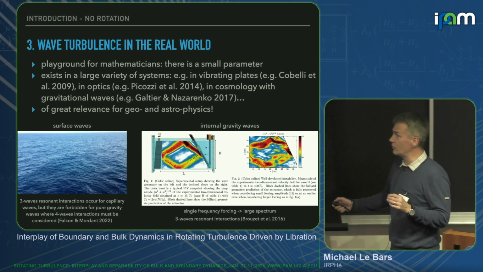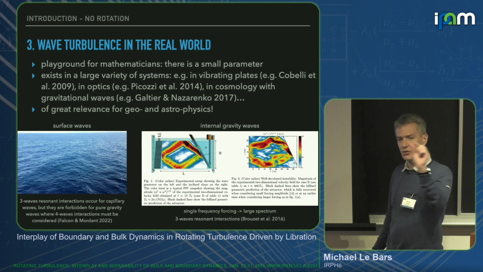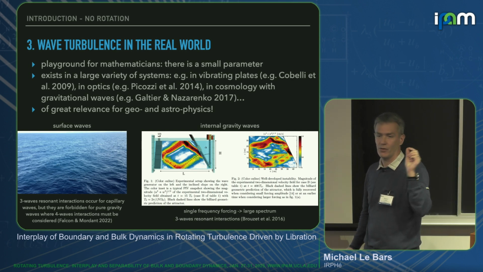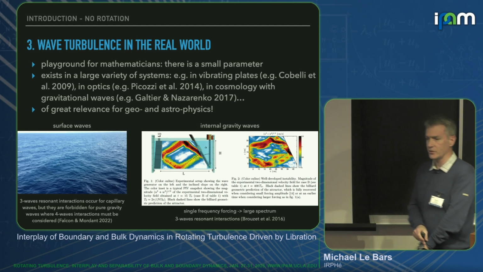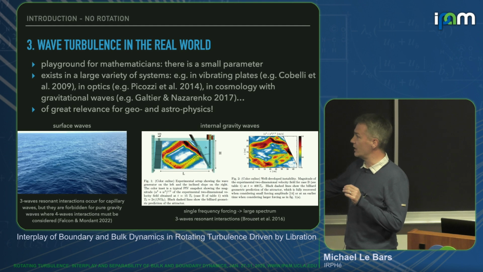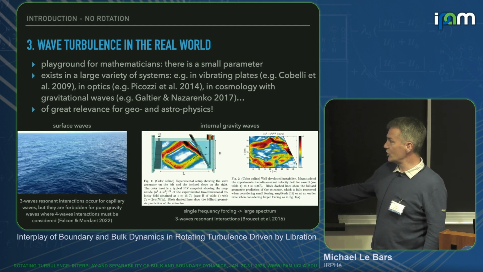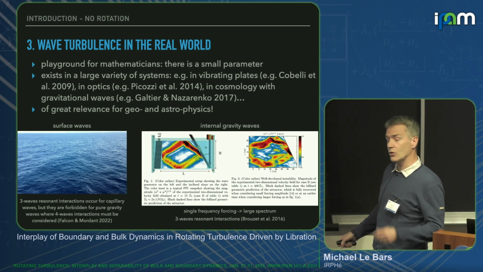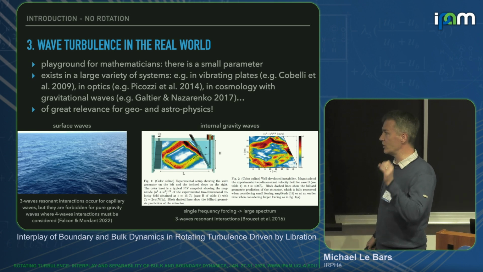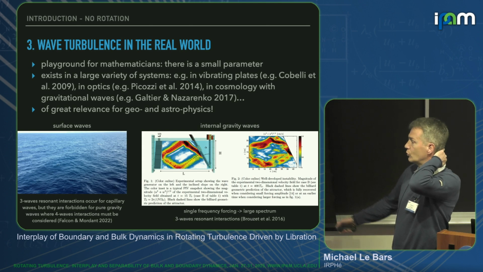And so it's first a very nice playground for mathematicians because you have a small parameter now. The nonlinear interactions are small, which means that theoreticians can do something for us. But it also exists in a large variety of systems. So for instance, in vibrating plates, in optics, in cosmology with gravitational waves, and it's also directly relevant for us in geo and astrophysics. So I'm just showing here 2 examples.